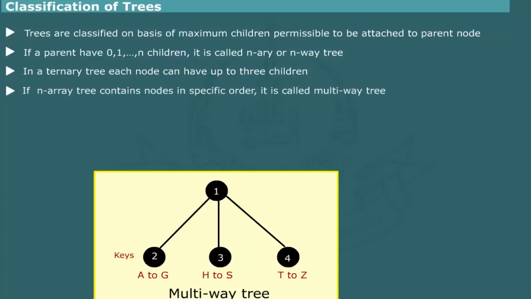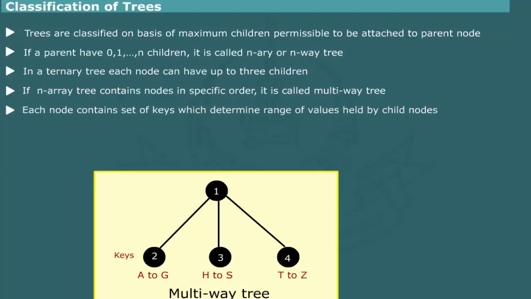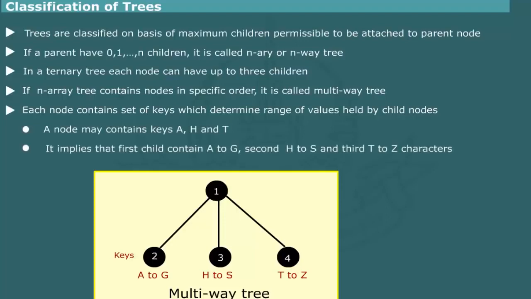If an n-ary tree contains nodes in specific order, the tree is called a multi-way tree. In this case, each node contains a set of keys which determine the range of values held by child nodes. For example, in a ternary tree, a node may contain keys A, H, and T to imply that the first child would contain a character in the range A to G. The second child would contain characters in the range H to S, and the third would contain characters in the range T to Z.